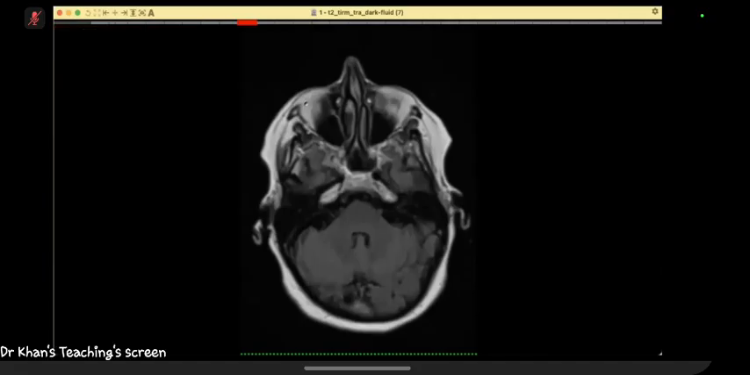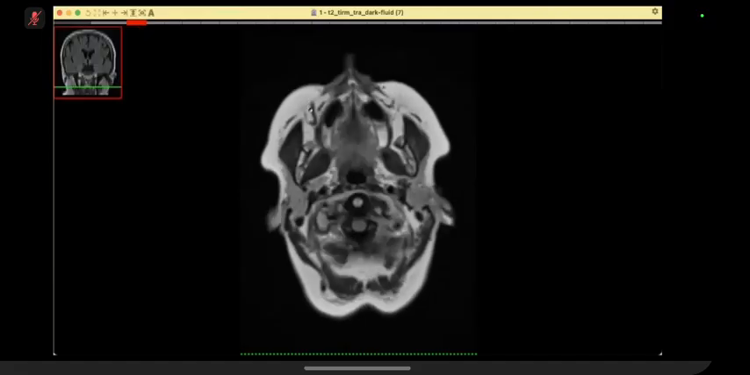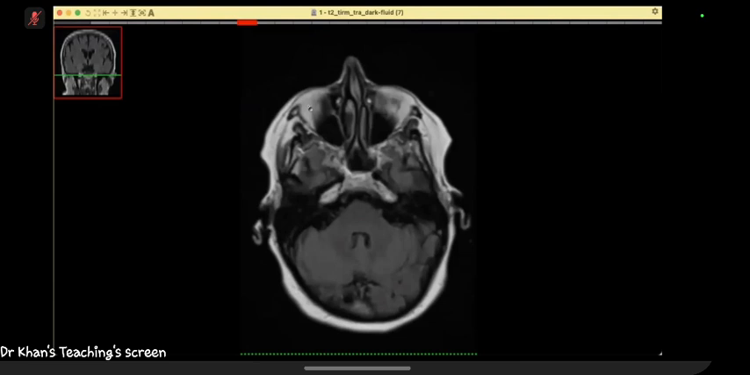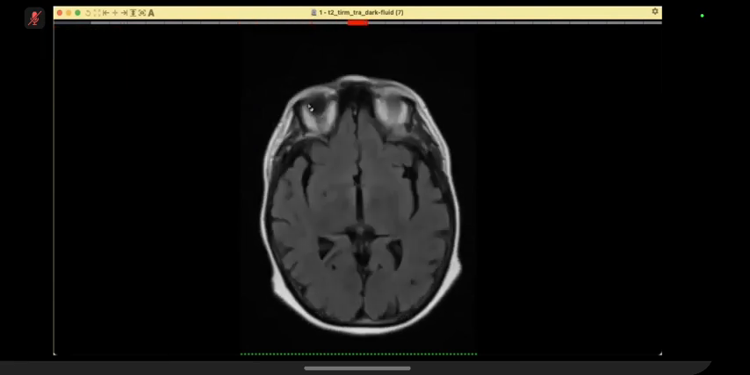A scan was done. Because of time factor, I'm going to scroll this sequence for you. Just keep looking at it. Which sequence is this? This is a FLAIR sequence.